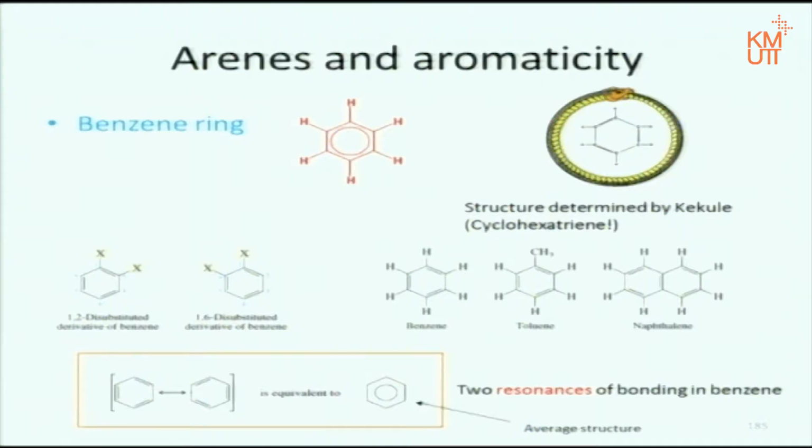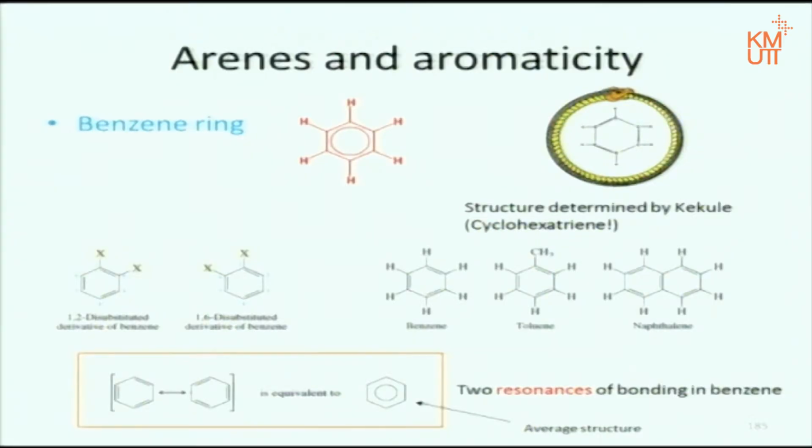Benzene rings, okay? So this is the structure. What is the chemical formula of benzene rings? C6H6. So you have 6 carbon, okay?